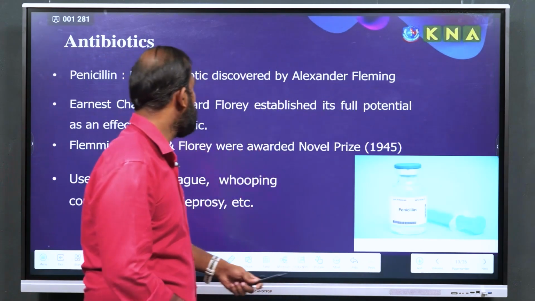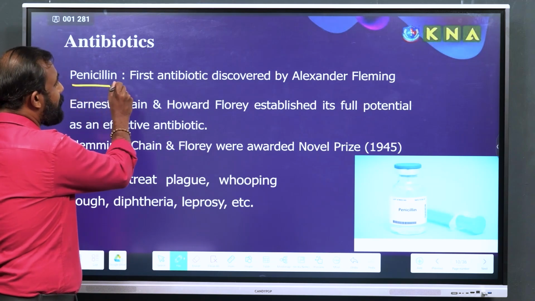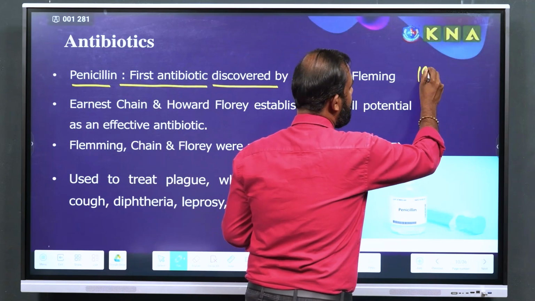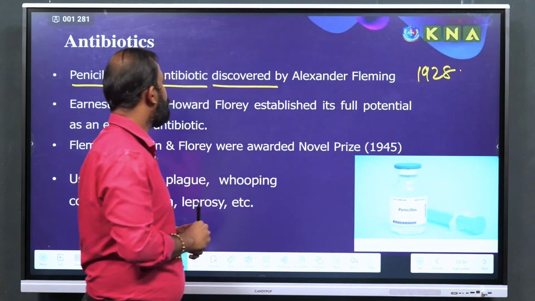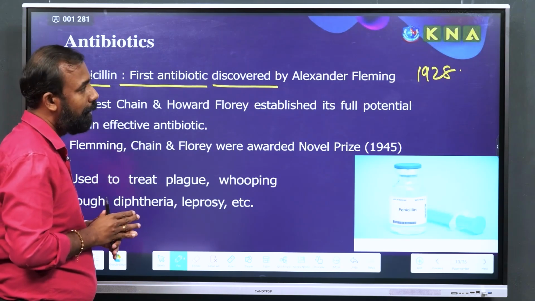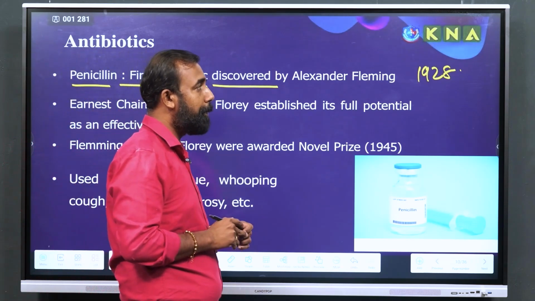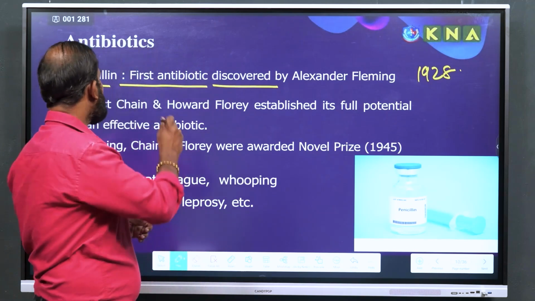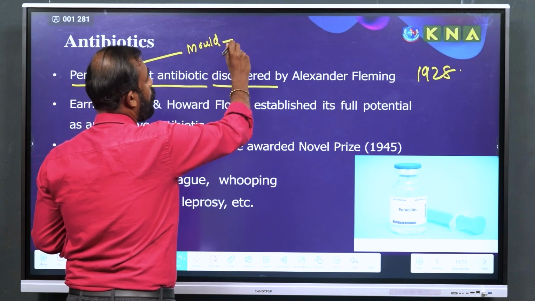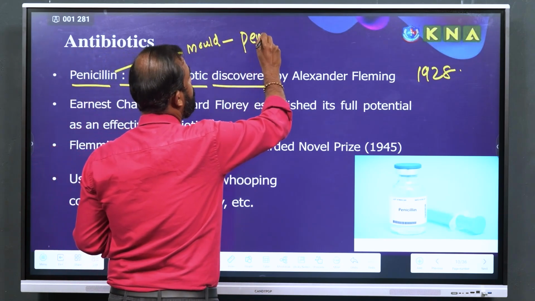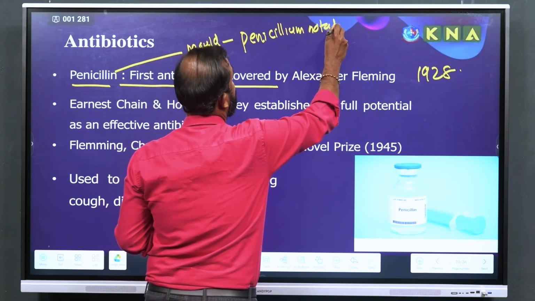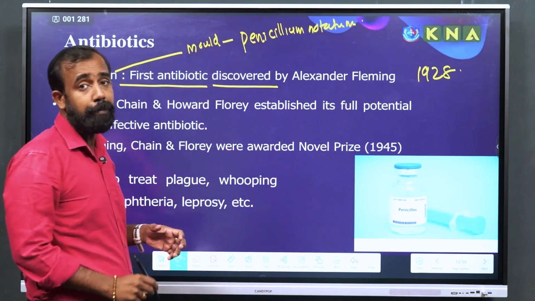Penicillin is the first antibiotic discovered, by Alexander Fleming in 1928. It is obtained from a mold called Penicillium notatum.